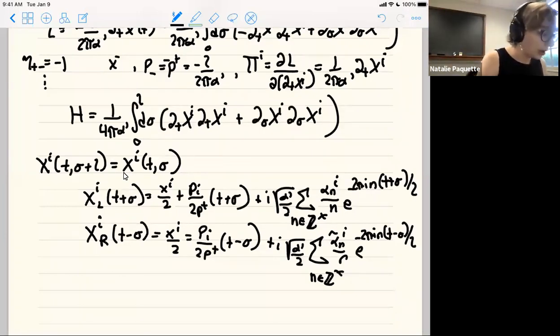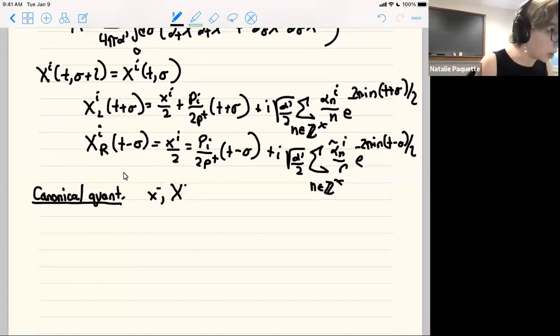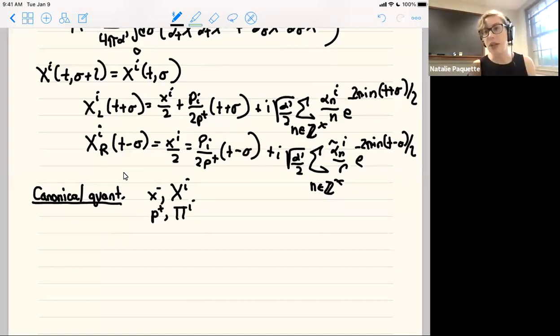Okay, so now we just canonically quantize. So we have our degrees of freedom. We've computed their canonical momenta, and we can impose canonical commutation relations on the position and momenta as we always do. And that will translate in terms of these mode expansion variables to the following commutators.